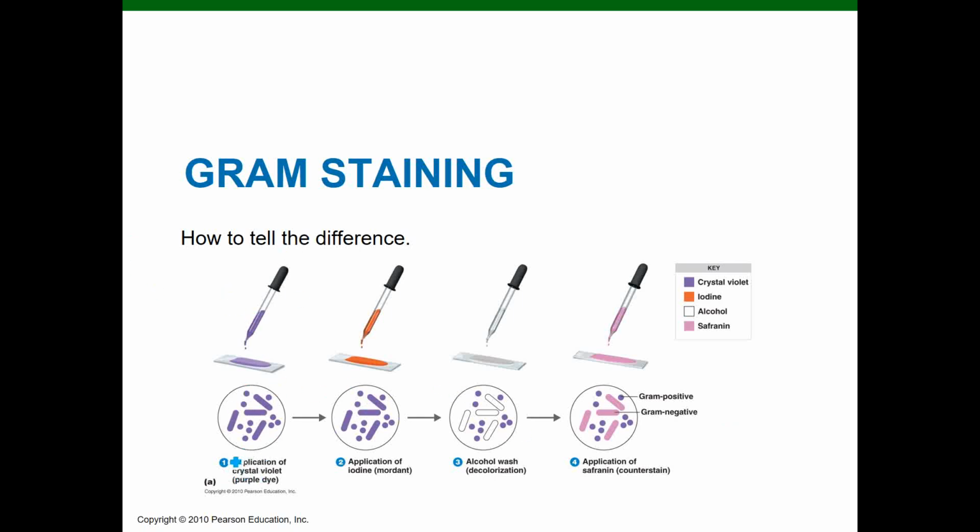Just to remind you guys, the first step is the application of our crystal violet, which dyes everything purple, right? The second step is the addition of our iodine or our mordant, which enlarges the crystal violet particles and will prevent their removal from gram-positive cells. The third step is an alcohol wash, which is going to decolorize our gram-negative cells. Our gram-positive cells will retain the purple color. And the last step is the addition of safranin, which is our counterstain. So the cells that had the dye removed in the previous step will now be able to take up the gram-negative dye.